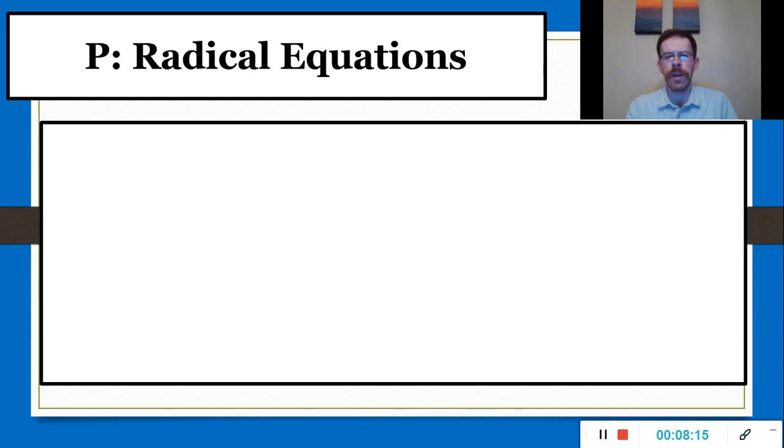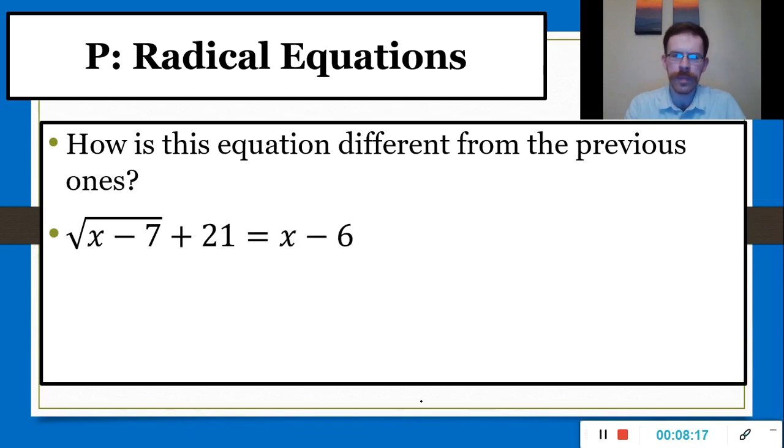Alright, so if we have a radical equation, this equation is a lot different from the other ones. It looks a lot more intense, and one thing we definitely know is that I've got an x on both sides. And so this problem is probably going to take us the rest of the time, but let's see if we can work it through first.